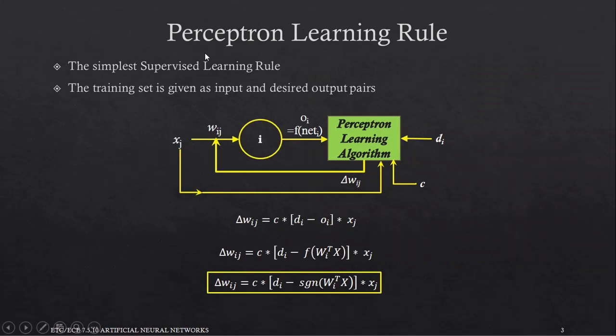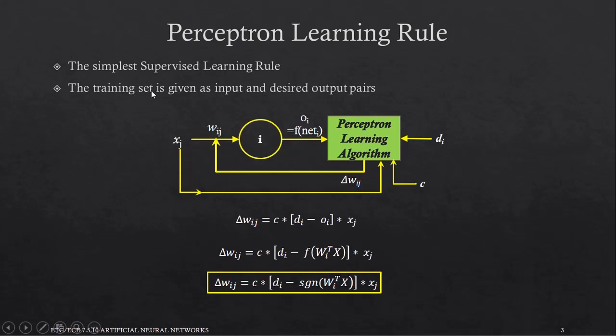Because it is a learning rule, the perceptron learning rule also provides change in the weights as the output. But what is the mathematical expression that gives us the weight updates? Perceptron learning rule is the simplest supervised learning rule. Supervised means that a desired output is given in the training set along with the input. The training set is given as a pair of input and desired output, an input-output pair.